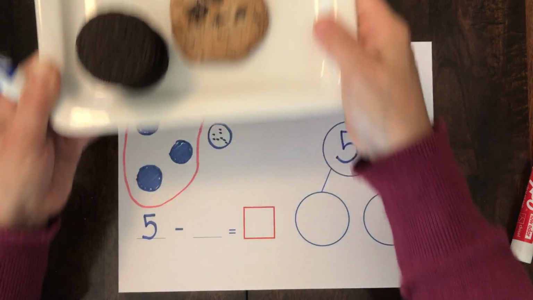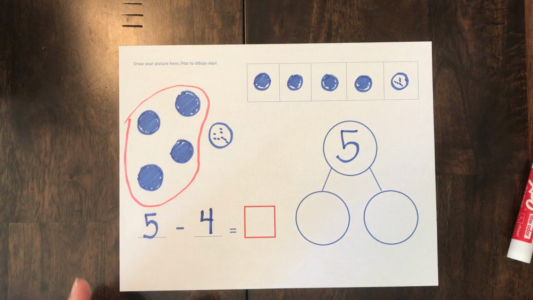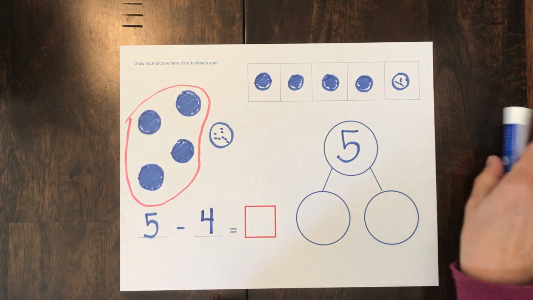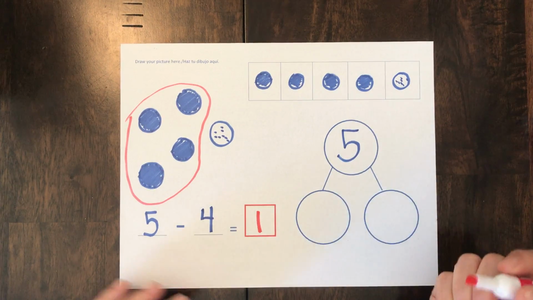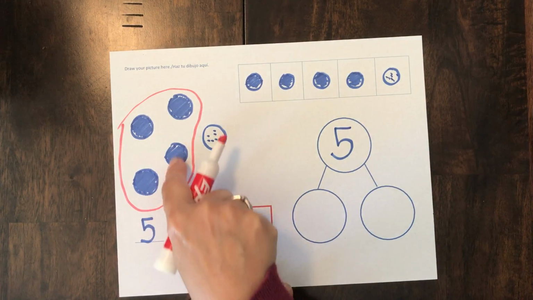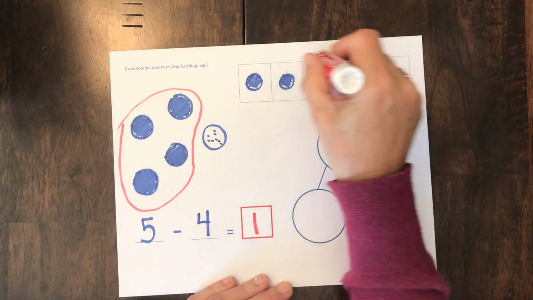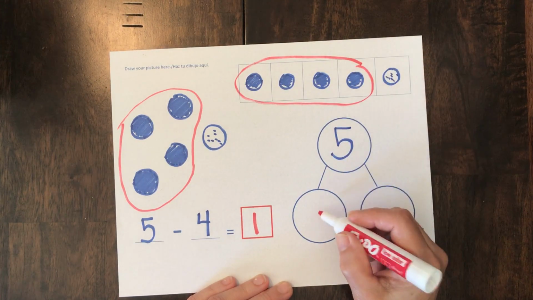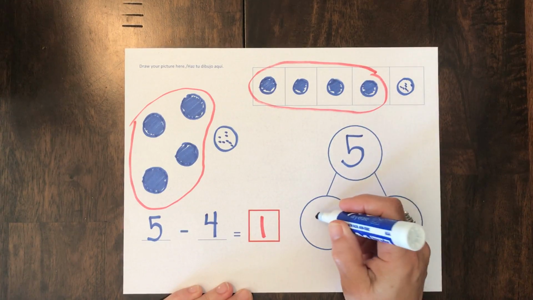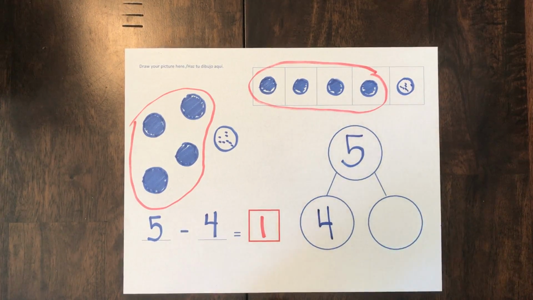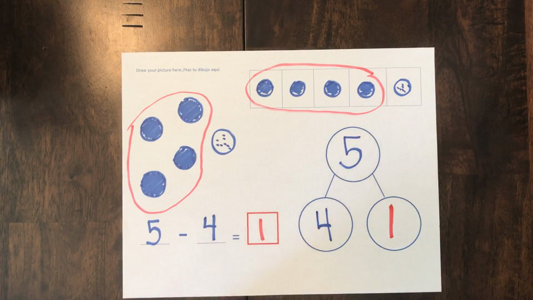So I'm going to write in my number sentence 5 minus the 4, and that equals 1. So I'm going to write a 1. And here are my parts, 4 and 1. You can see it here as well. 4, that's 1 part, and 1. So I'm going to write my number bond. 5 is my whole. 4 were those Oreos, and now I know that only 1 cookie was a chocolate chip cookie.